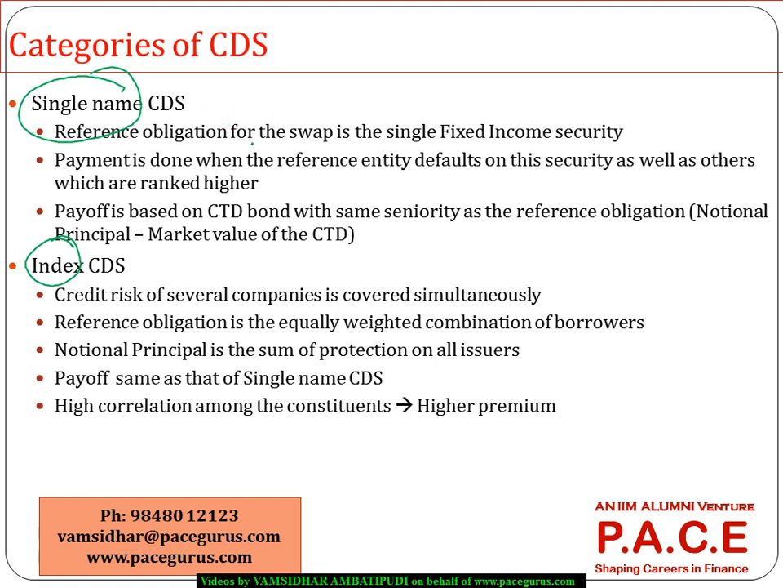So in a single name CDS, we generally see that the reference obligation is just a single fixed income security, one single loan or one single bond. So it's a single fixed income security issued by one single entity. So when that entity defaults, whatever is the security that we have fixed, the payment would be done for this particular security as well as any other securities which are ranked better than this, which are more senior to this. So the simple intention is, whenever I am naming a single name CDS, the focus is on a single fixed income security.